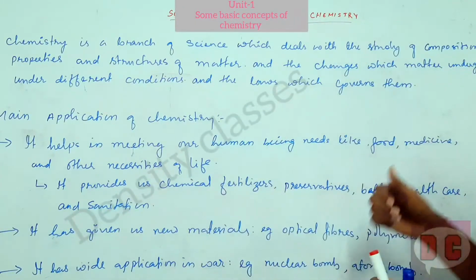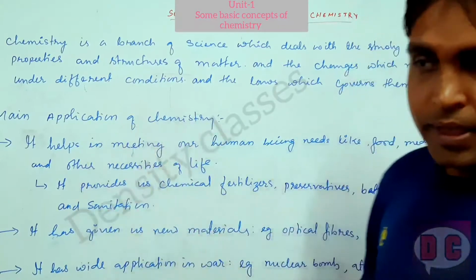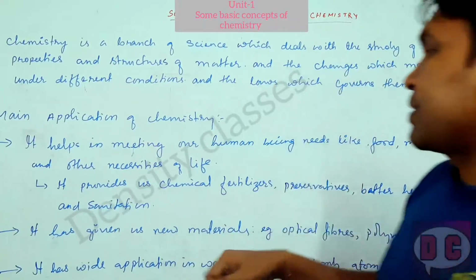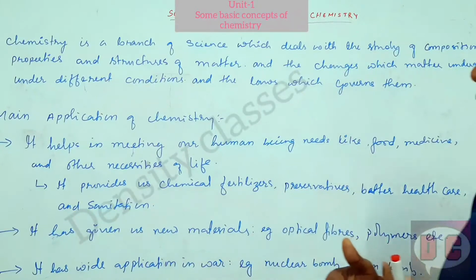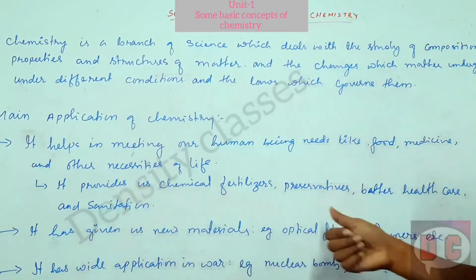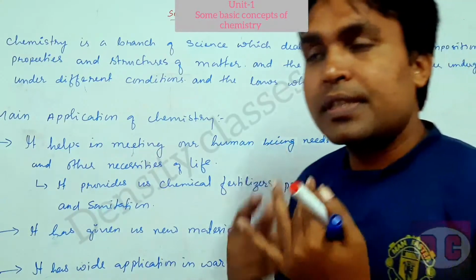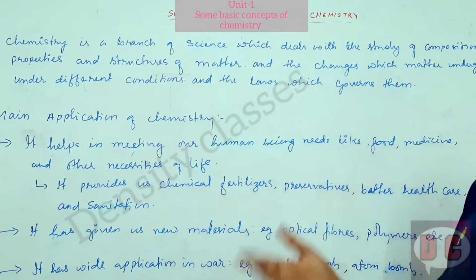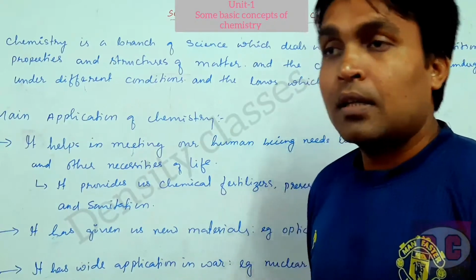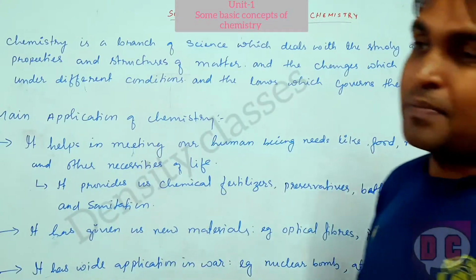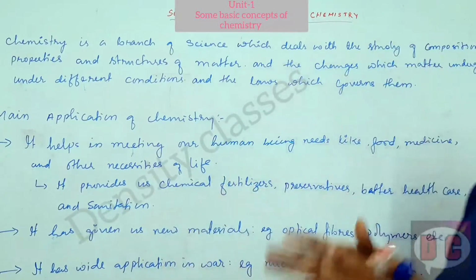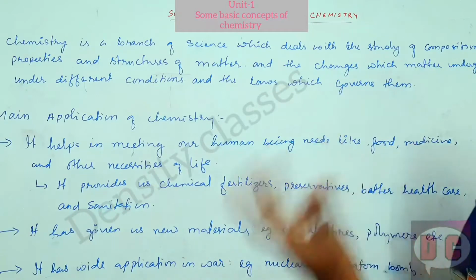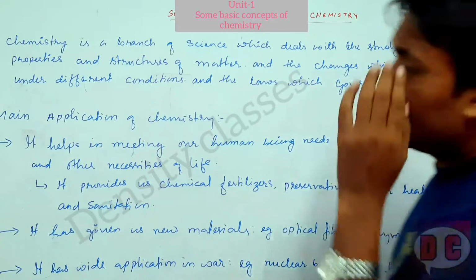Okay? And there are many more things where we are taking the help of chemistry, where chemistry is applied. So next, let us move on to the second point, that is, it provides us chemical fertilizers and pesticides. It is because of chemistry that we are able to get good production in the agriculture field, because chemistry has given us fertilizers, pesticides, insecticides. All these protect our crops from different kinds of insects and soil related issues. Okay, let's move to the third point.